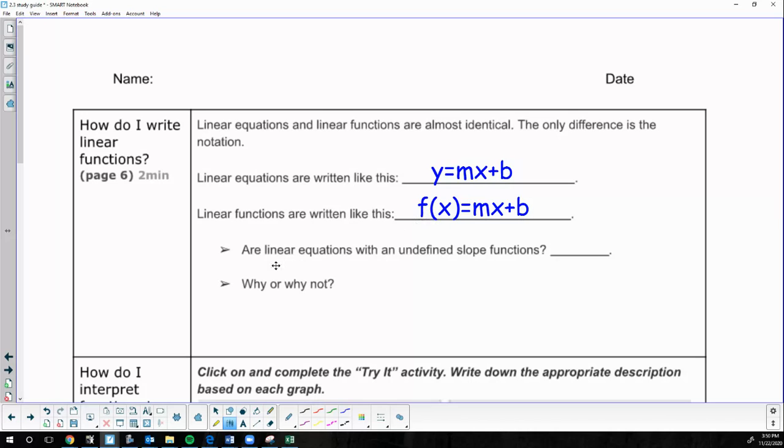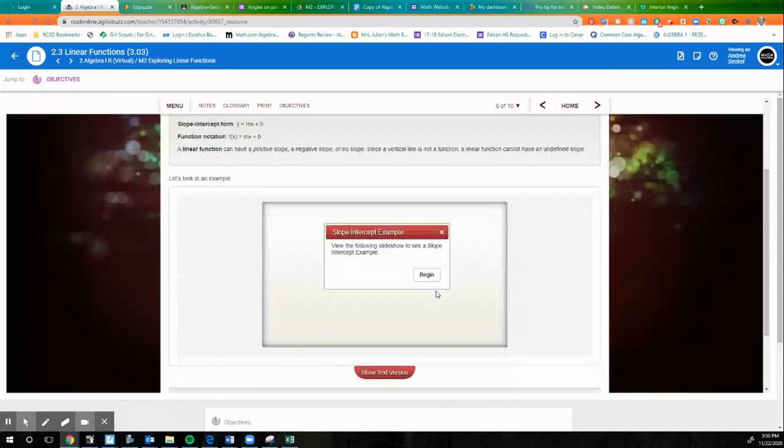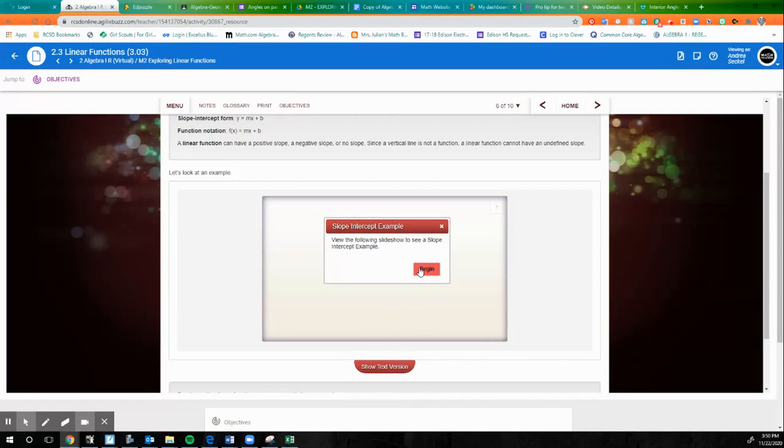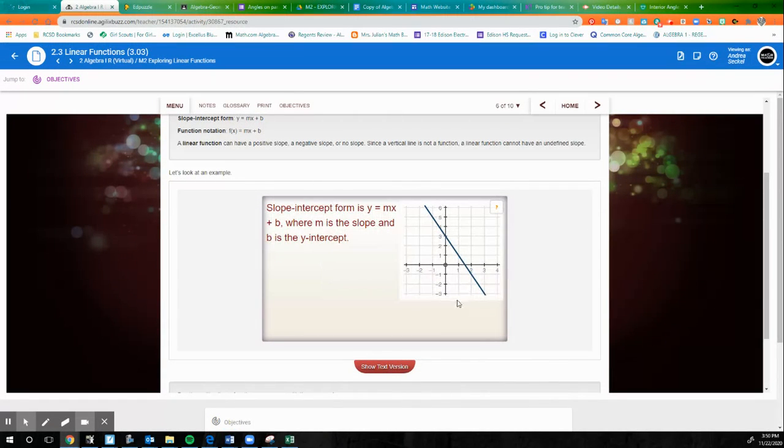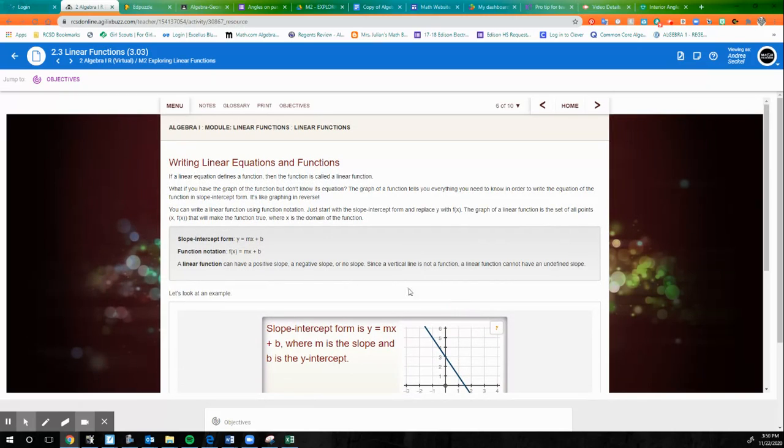The only thing you need to know: are linear equations with an undefined slope functions? No, they are not. The reason why is on the slide. They talk about it in these examples, so you want to keep going through and looking for them. And then here we go. Since a vertical line is not a function, a linear function cannot have an undefined slope. So vertical lines aren't functions because of the undefined slope.